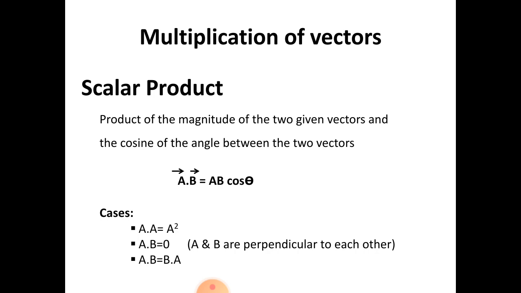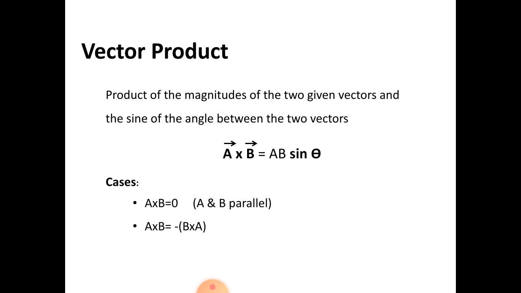Here the case A dot A is equal to A A cos 0, which is equal to A square. If the dot product of two vectors is 0, then the vectors A and B are perpendicular to each other. Then third one is, if A and B are two vectors, their scalar product A dot B is equal to B dot A. That is, the scalar product is commutative.